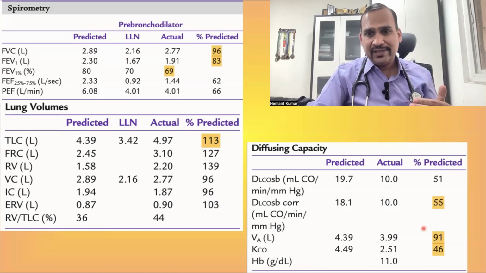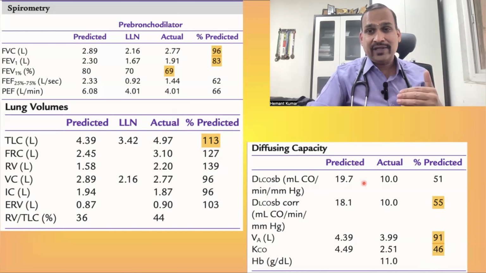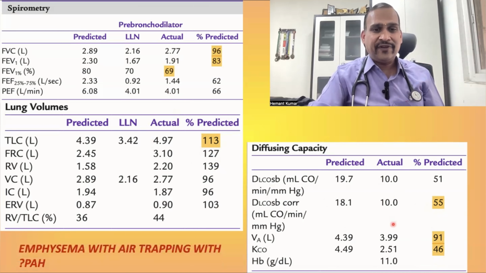But if you see, DLCO is 50%, 55%. This is significantly reduced. And KCO is very low, only 46%. So spirometry shows slight emphysema, but DLCO is very low compared to normal. So this is a case of emphysema with probably pulmonary arterial hypertension, because KCO is disproportionately reduced. So this is a case of emphysema with PAH.